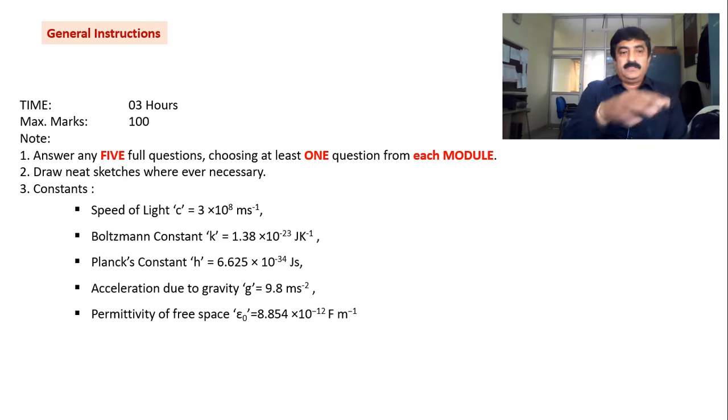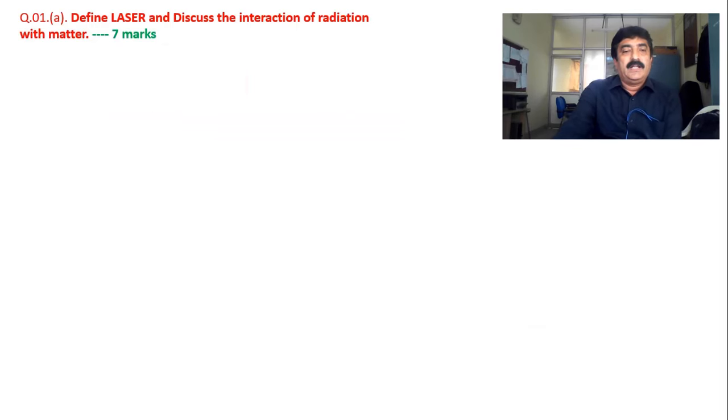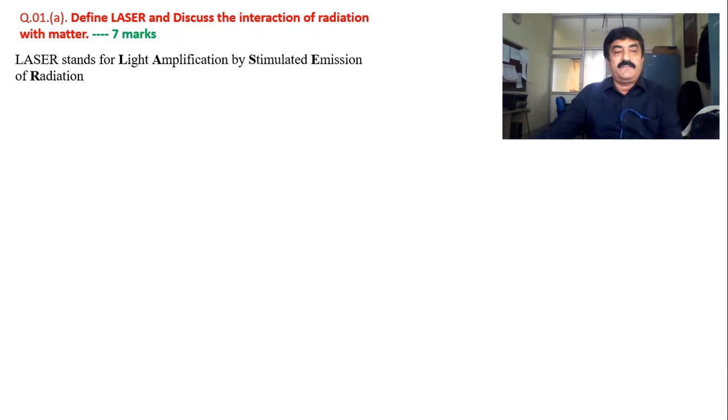So as usual, the question paper pattern, by now you know how the question paper will be, what all the constants will be there in the question paper, all these things you know. So let us directly go to question number 1. Define laser and discuss the interaction of radiation with matter. First of all, you have to give the definition of laser. Laser stands for light amplification by stimulated emission of radiation.